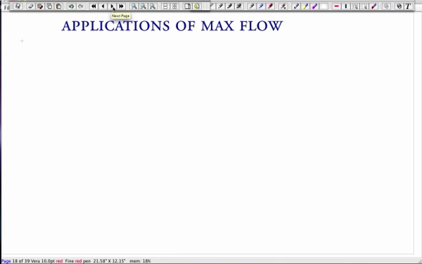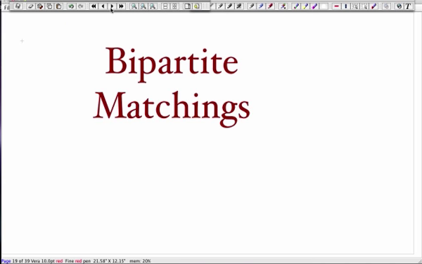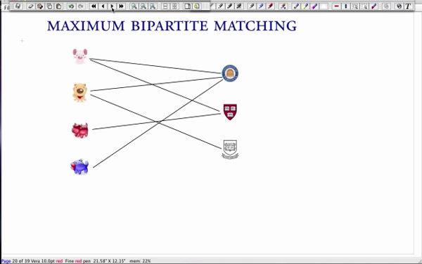So, applications of the max flow. This is why I think this algorithm is really critical. You can reduce a lot of interesting problems, as you'll see in all of the homework problems and the ones I present today, to this problem of max flow. So the first problem, which I introduced last class, was bipartite matching. Right, so we have, let's say, 4 people here and 3 colleges, and we would like to assign students to colleges. So there are many ways for us to do this.